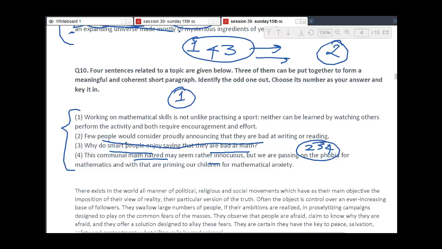So this communal hatred, right? So where is this hatred, people? The hatred is seen in 3. Why do smart people enjoy saying that they are bad at math? This is the hatred. And what is the broad idea? How do you open the paragraph? Few people would consider proudly announcing that they are bad at writing or reading. Then why do smart people enjoy saying that they are bad at math?